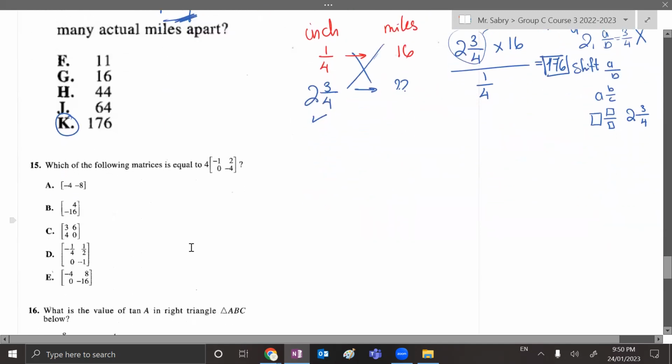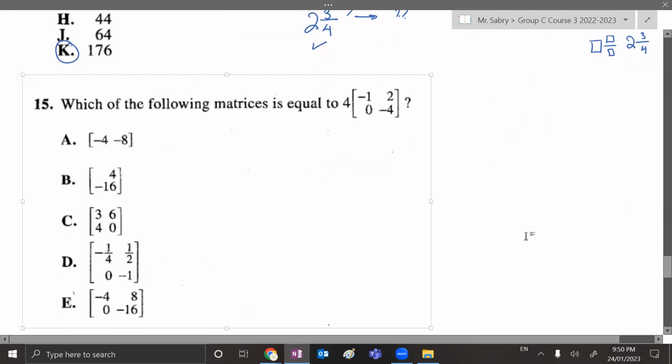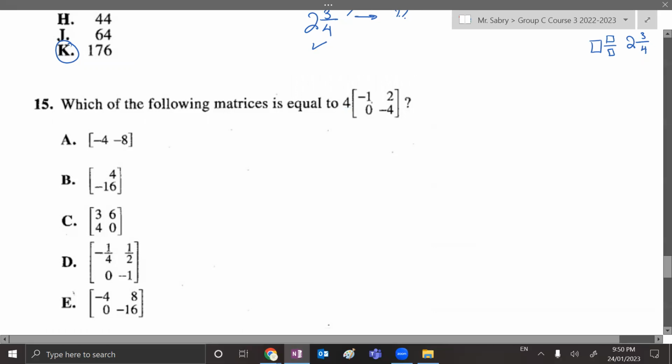Okay, let's work on 15. That was the last thing in P3. It says which of the following matrices is equal to 4 multiplied by this matrix. This is called scalar multiplication. What does that mean? It means we're multiplying one number by the entire matrix. So the 4 will be multiplied by each element inside. That would mean I have negative 4 and then 8 and then negative 8 and then 0. So this is the new matrix.